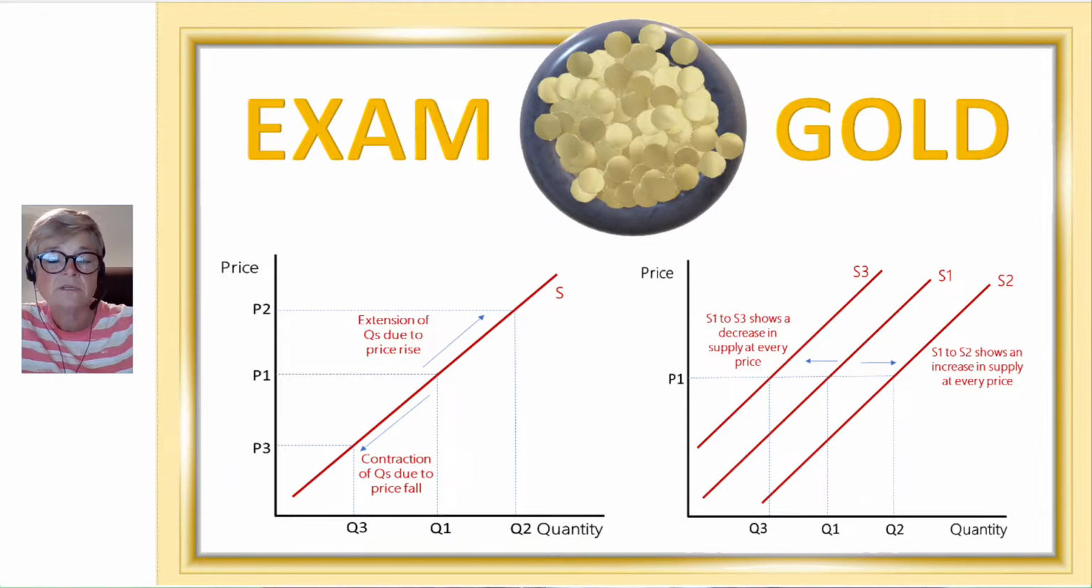So in the first diagram on the left, we have an extension in quantity supplied due to price rising from P1 to P2, or a contraction in quantity supplied from price P1 to P3. But if the entire supply curve shifts, S1 to S3 is a decrease in supply, and S1 to S2 is an increase in supply. It means at every price, the entire supply curve shifts. Absolutely crucial you get your terminology right.